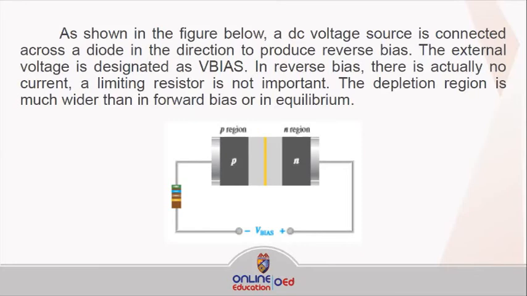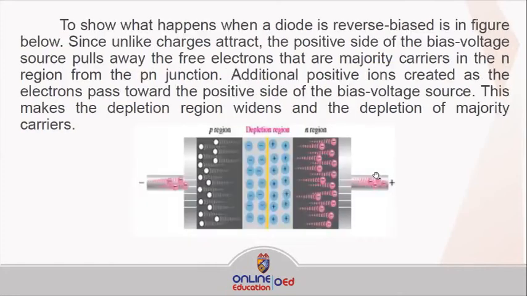Then the depletion region is much wider than in a forward bias or in equilibrium. Okay, makita natin ang depletion region dito sa reverse bias is much wider, mas malaki compared dun sa kanina na forward bias. Okay, sa reverse bias, much wider than in a forward bias, mas malaki, yung depletion region. Okay, now we will discuss what happens in this reverse bias. As you can see, this is the figure.